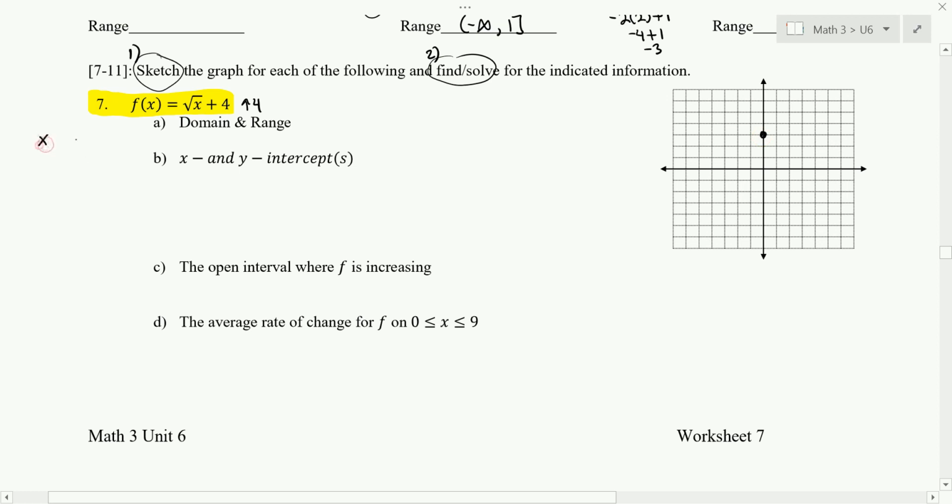I'm going to make a table of values. We can even check that. If I plug in 0, I should get 4, and we do. 0 plus 4 is 4. Next, I'm going to plug in a 1. Square root of 1 plus 4 is 5. So 1, 5.